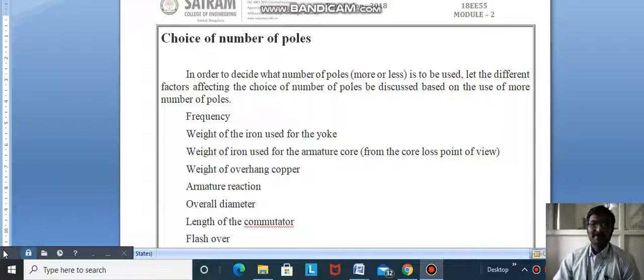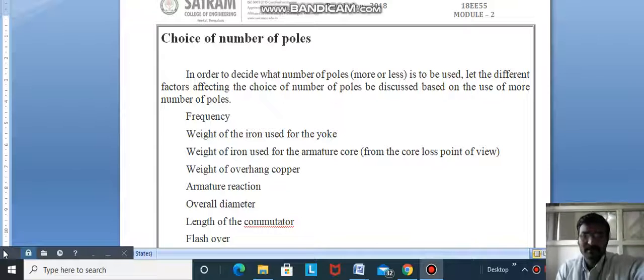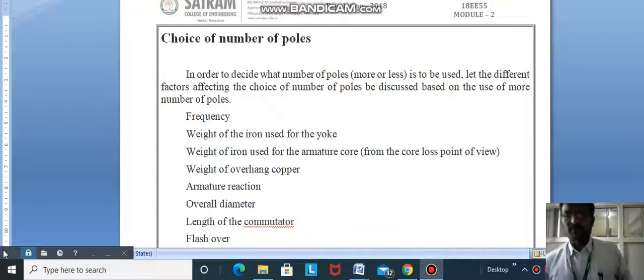In order to decide what number of poles, more or less, is to be used, let the different factors affecting the choice of number of poles be discussed based on the use of more number of poles. One is frequency. So the frequency value will change if you go for number of poles more or less.